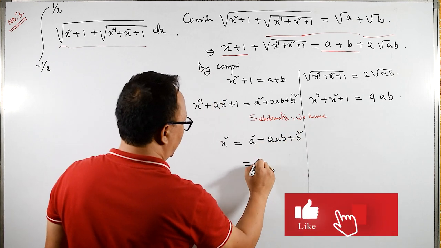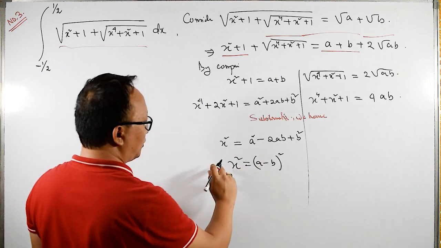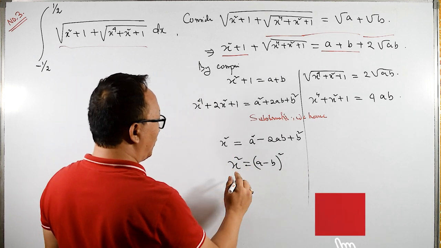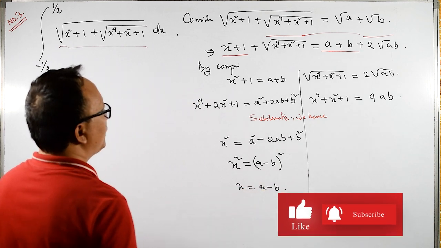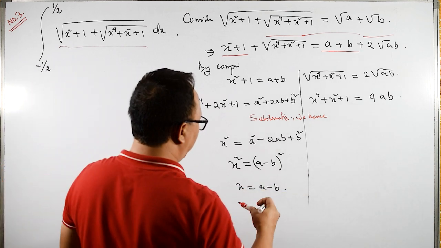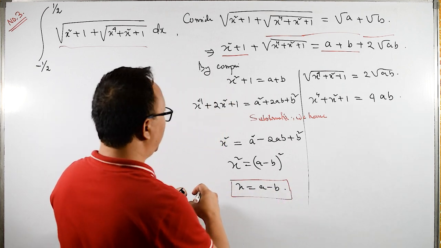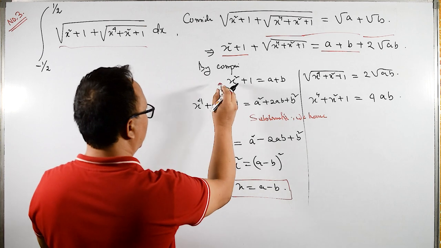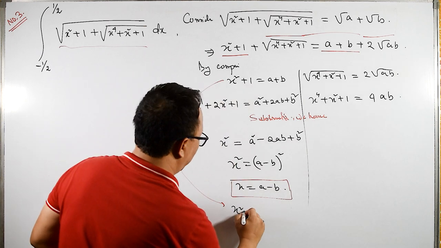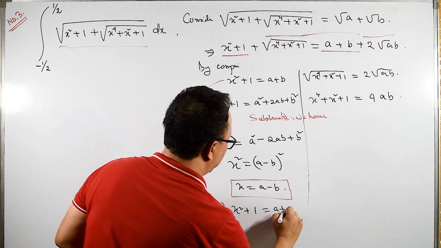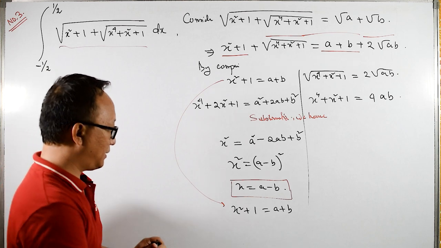This is (a minus b) the whole square equals x square. So if I take square root on both sides, x equals a minus b. So we have x equals a minus b, and another equation we have is x square plus 1 equals a plus b. From these two we can find a and b in terms of x.